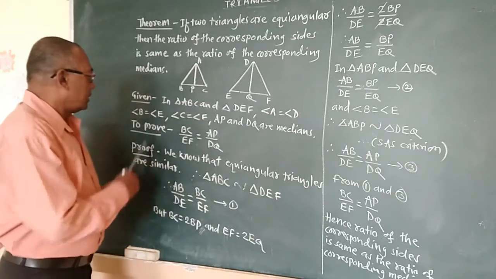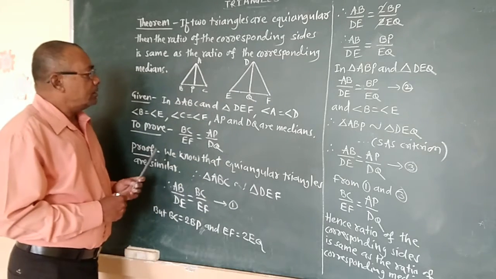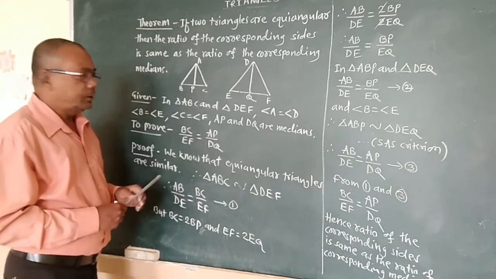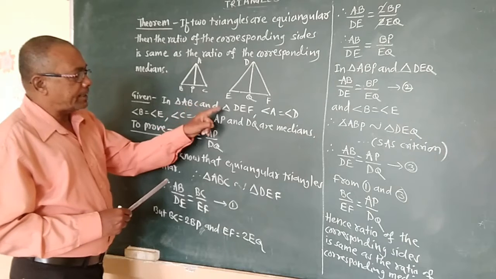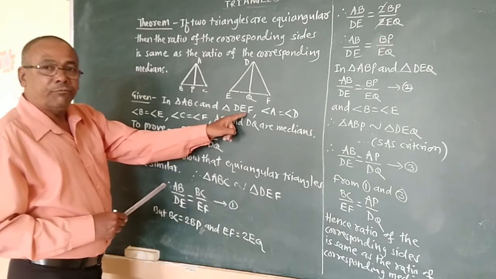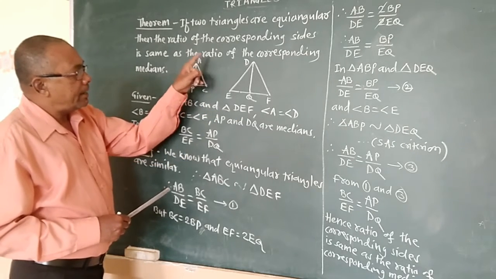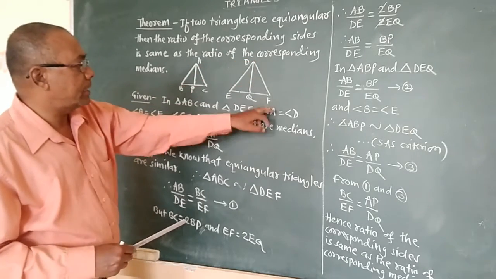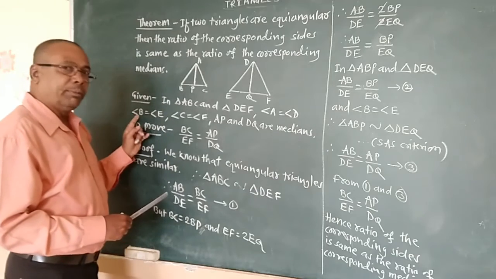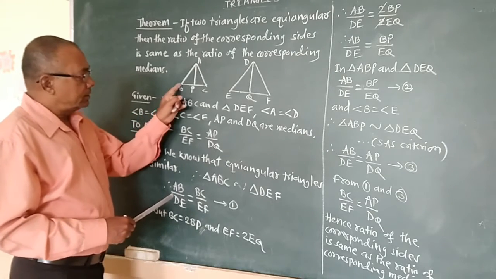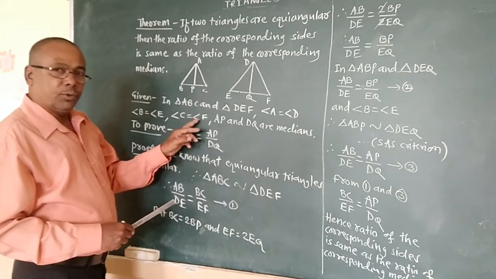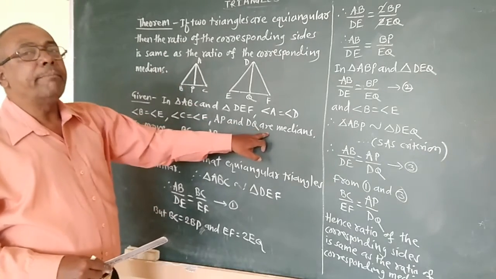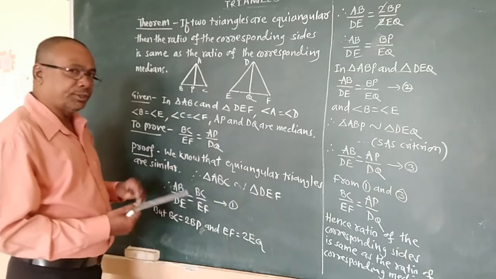Now, in the given we always write the information about the figure. Here in triangle ABC and triangle DEF, angle A equal to angle D, which means the corresponding angles are equal. Similarly, angle B equal to angle E, and angle C is equal to angle F, and AP and DQ are the medians. So all this information is indicated in the given.